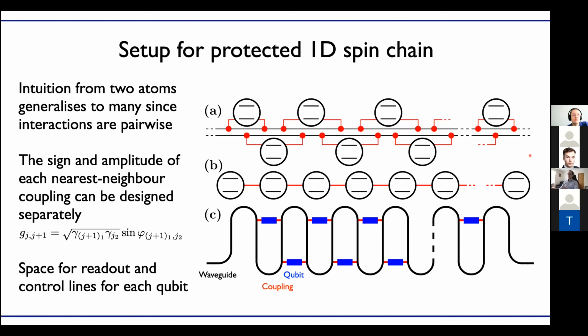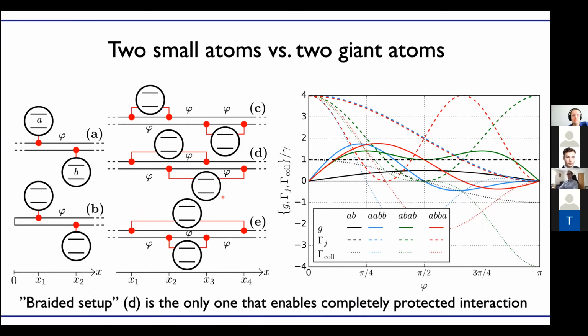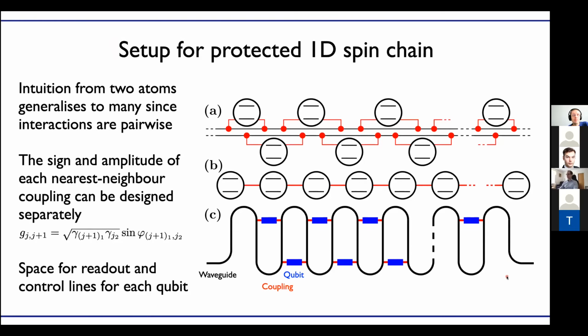We show some other examples in the paper, I don't have it here, some more complicated setups. You can have more all-to-all coupling: if all qubits are braided pairwise, you can have all-to-all coupling protected. But all interactions are pairwise, and you can just use the intuition we gained from this slide to understand which atoms will interact or not.